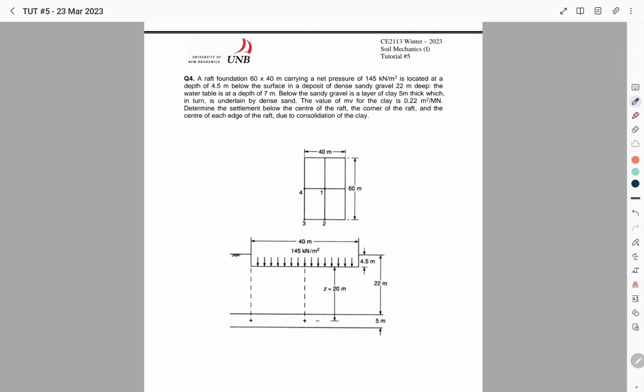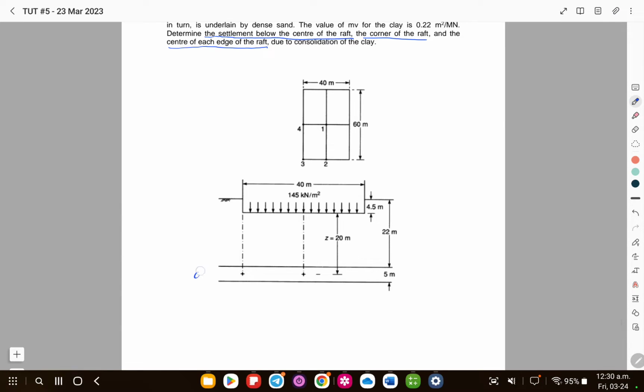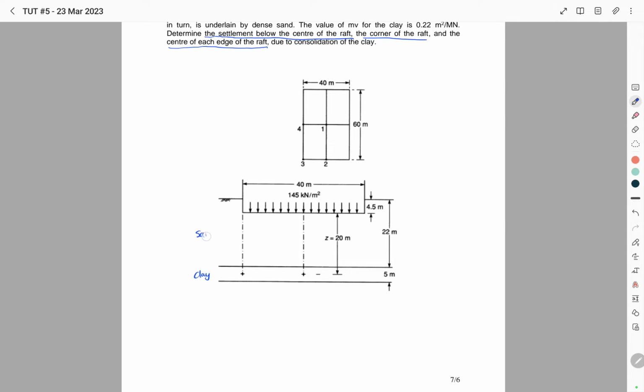The value of MV for the clay is given, which is equal to 0.22, and the question is asking for the settlement below the center of the raft, the corner of the raft, and the center of each edge of the raft due to consolidation of the clay. So this is our clay layer, this is our sand, this is the raft.